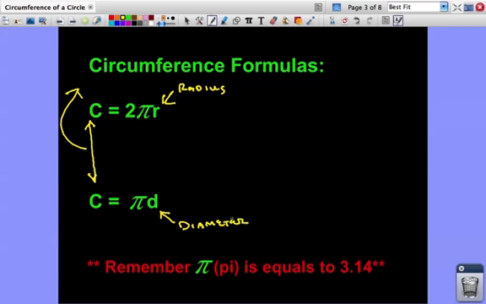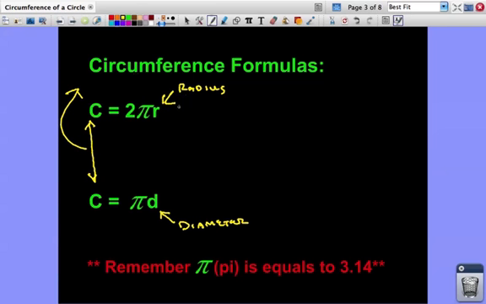Now, if we look at this, it makes sense, because the circumference equals pi times the diameter, but if we're given the radius, we know if we multiply the radius by 2, it's going to give us the diameter. So this 2r is the same thing as the diameter. So that's where you get these formulas from.